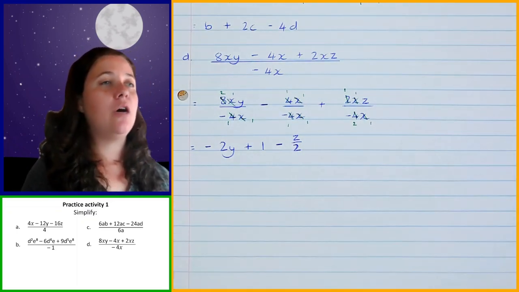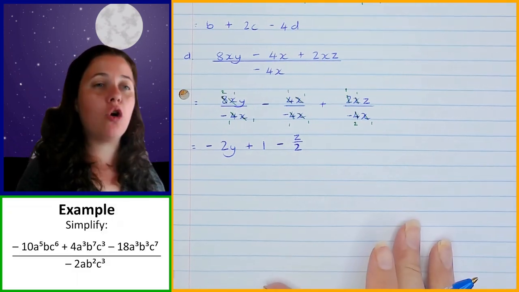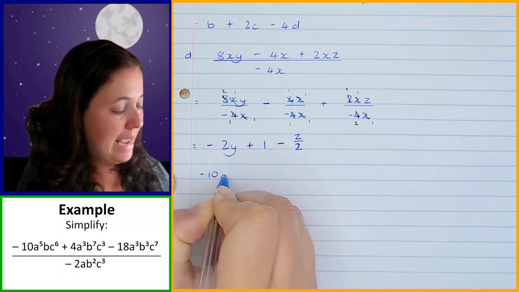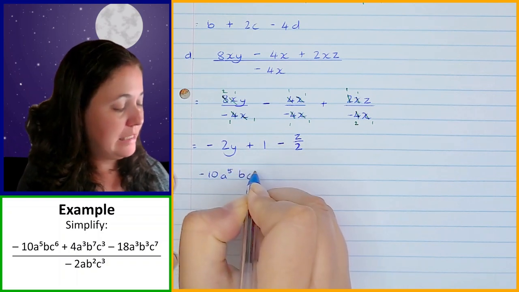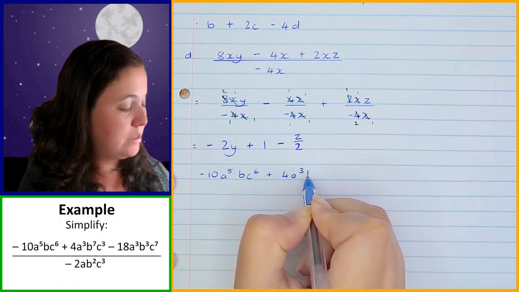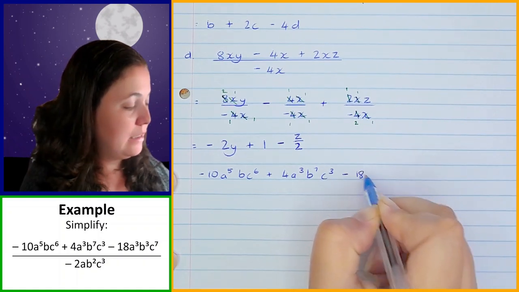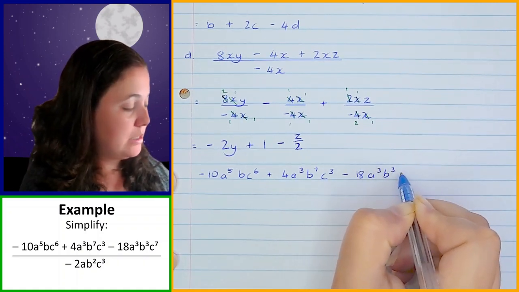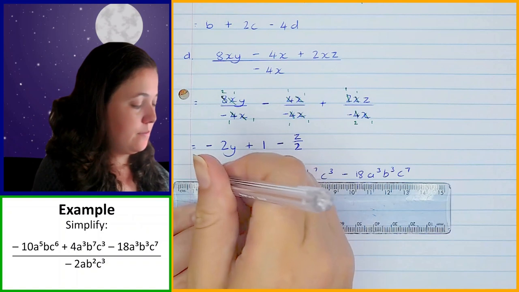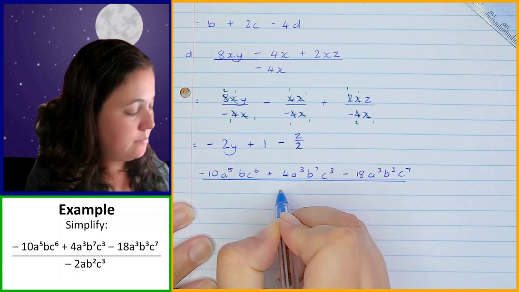Okay, so now let's go to our next example, where we're going to have a slightly more complicated one. So we've got negative 10a to the power of 5, b, c to the power of 6, plus 4a cubed, b to the power of 7, c cubed, minus 18a cubed, b cubed, c to the power of 7, and that is all over negative 2ab squared c cubed.